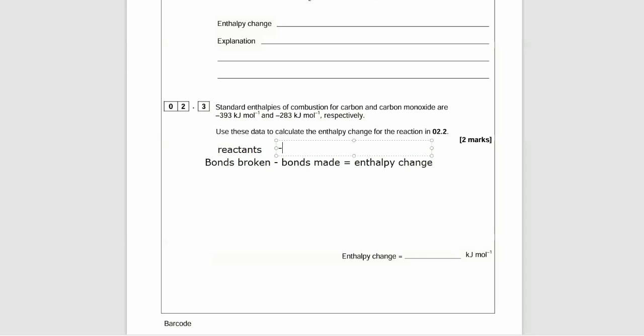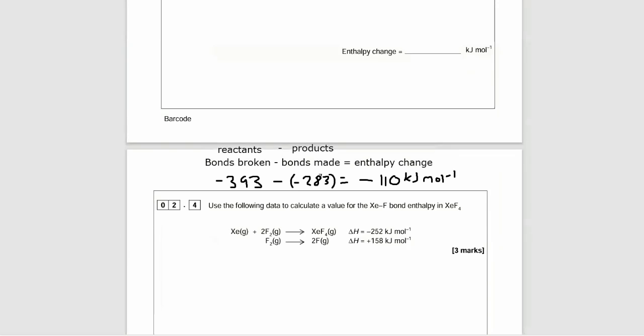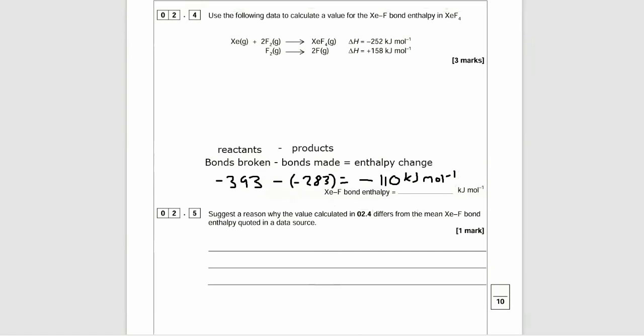So what we want to do is minus 393, which is for the carbon, which is where we're going to break all those bonds. And then we're going to subtract the products or the bonds made, which is going to be in the carbon monoxide. So minus 283 kilojoules per mole. And that's going to give us the enthalpy change. And that is going to be something like minus 110 kJ per mole. Awesome. Now let's move on.